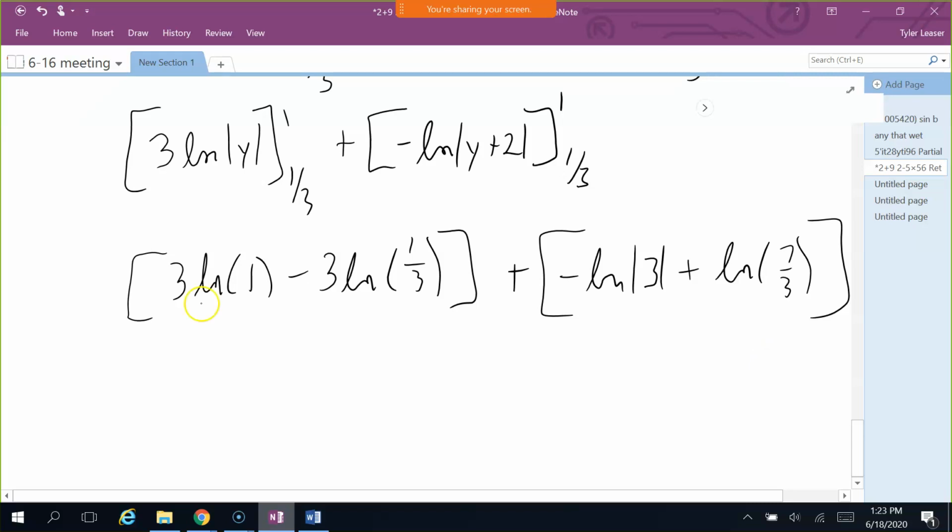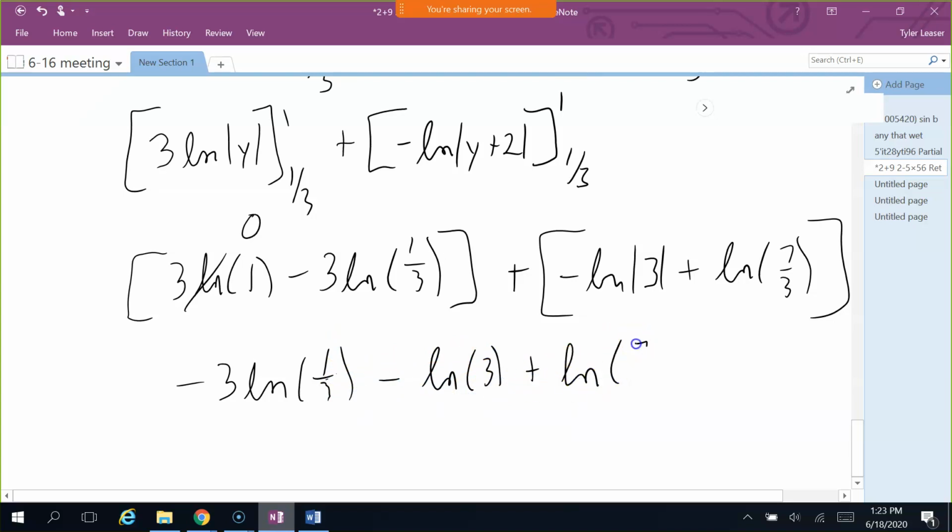Okay, now it's all just about simplifying it. I promise you that if you plug it into the homework just like this, negative 3 natural log 1/3 minus natural log 3 plus natural log 7/3, it'll count it right. But I'm guessing if you just hit the help me solve this or the view an example, it might not look like that.